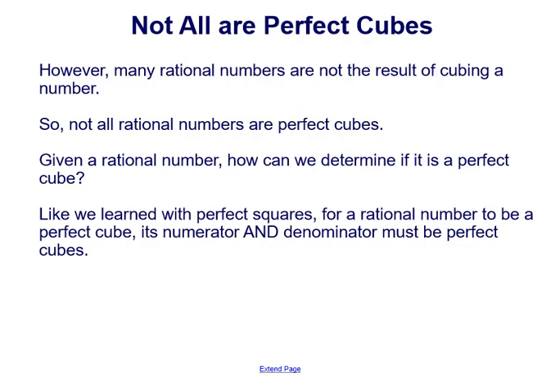However, many rational numbers are not the result of cubing a number. So not all rational numbers are perfect cubes. So given a rational number, how can we determine if it is a perfect cube? Like we learned with perfect squares, for a rational number to be a perfect cube, its numerator and denominator must be perfect cubes.